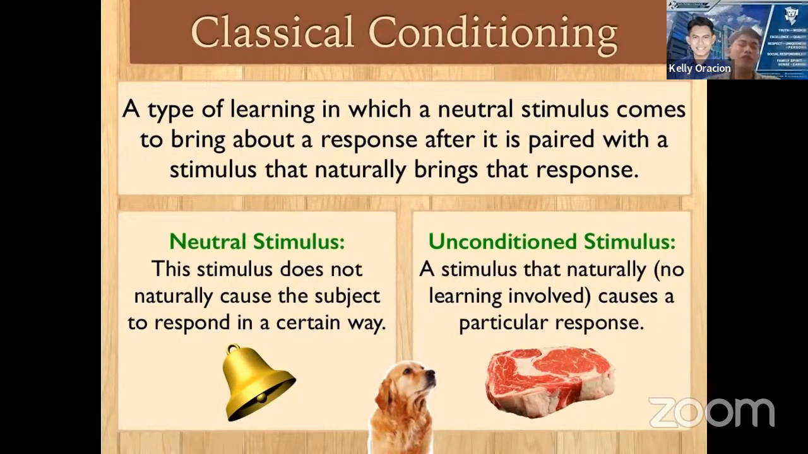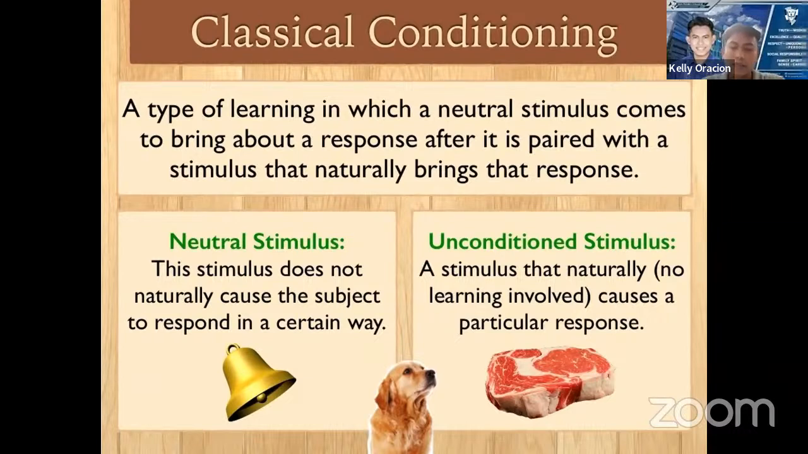Classical conditioning is a type of conditioning in which a neutral stimulus comes to bring about a response after it is paired with a stimulus that naturally brings that response. Technically, this asserts that an individual learns when a previously neutral stimulus is repeatedly paired with an unconditioned stimulus until the neutral stimulus evokes the desired response. We have the neutral stimulus and we also have the unconditioned stimulus.